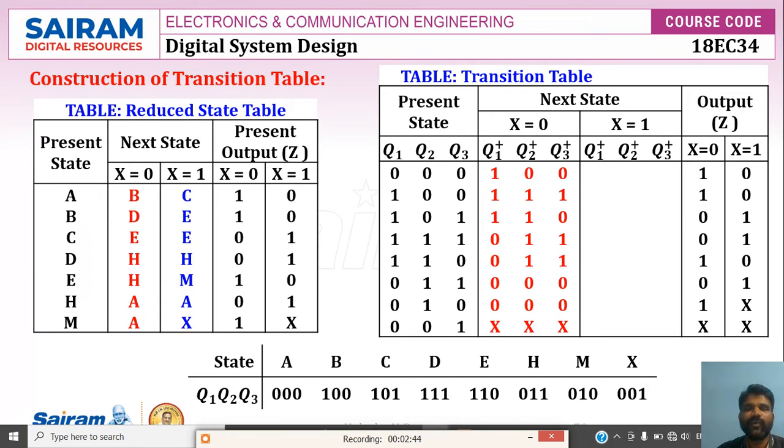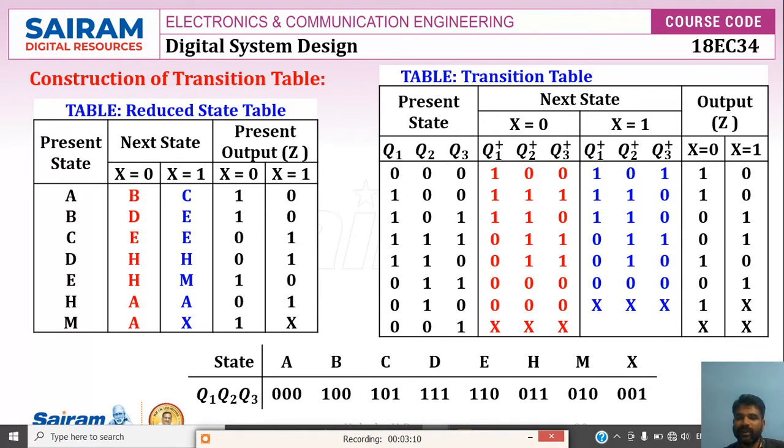Similarly, observe when x is equal to 1 for a present state A, next state is C, that C is replaced with 101. Next E replaced with 110. Again E 110. H means 011. M means 010. A means 000. And the next state is don't care. Again here present state is 001, next state is don't care. Clear now? This is the transition table for the reduced state table.